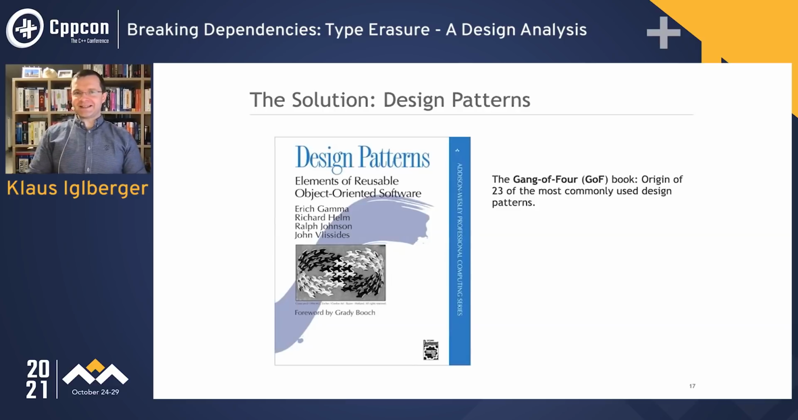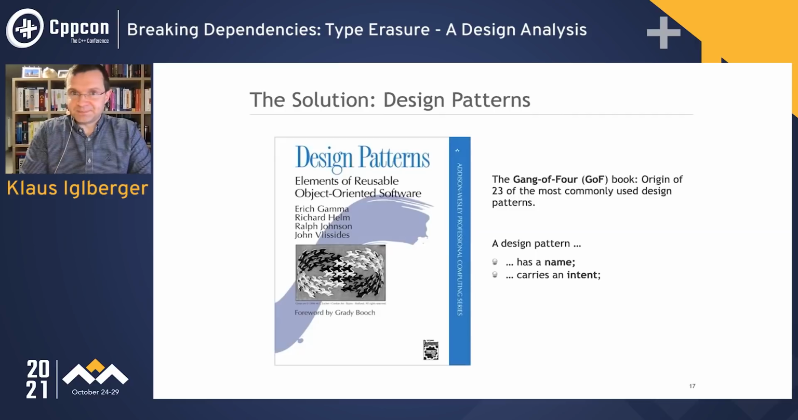That book is the origin of 23 of the most commonly used design patterns. Now, as I explained a couple of days ago, I don't consider all of the patterns in there really design patterns, but that's a different story. Just as a recap, a design pattern has a name. With that name, you communicate intent. So what do you want to do? What do you try to do? How do you consider your code to evolve for the future, of course?